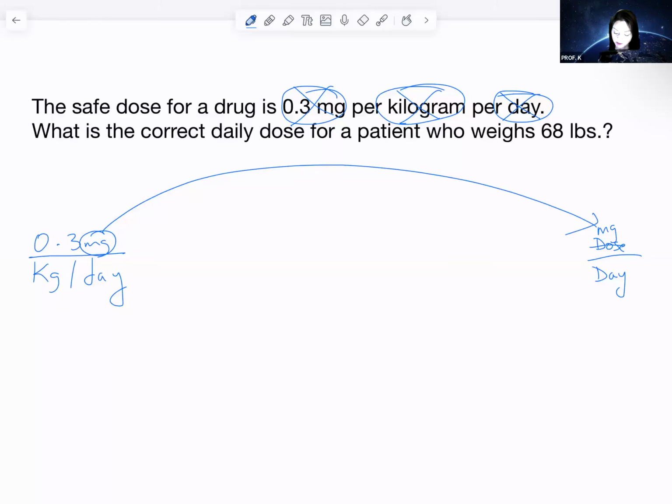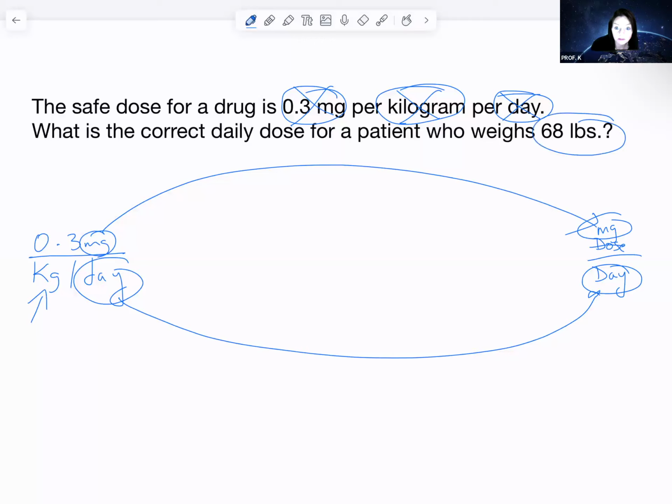We already have the first one, milligrams. And I have the word day here. The only thing I need to get rid of now is what? Kilograms. How am I going to get rid of kilograms? Oh, the patient's weight. But the weight is in pounds. So my conversion. 1 kilogram is 2.2 pounds, and the patient weighs 68 pounds. I put that over 1 because I need everything balanced. I cross off all my unwanted, and now it's just math.